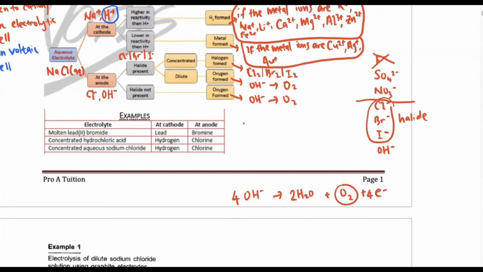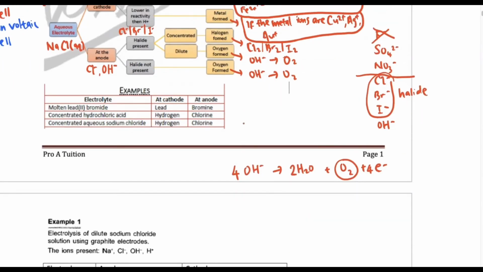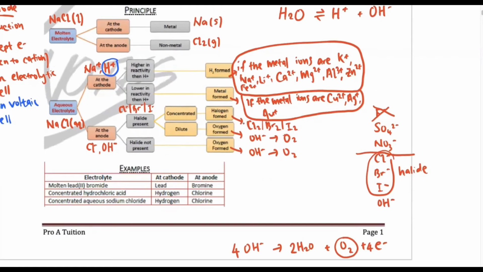Okay. So, for example, the concentrated hydrochloric acid, right? The hydrogen that is reduced at the cathode, one is from the hydrochloric acid itself, right? And it's not from addition of water and all that, right? It's just fine actually. The H plus can be the H plus from HCl or the H plus from H2O.